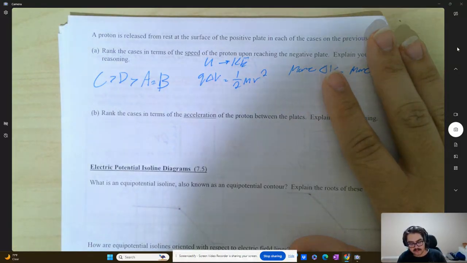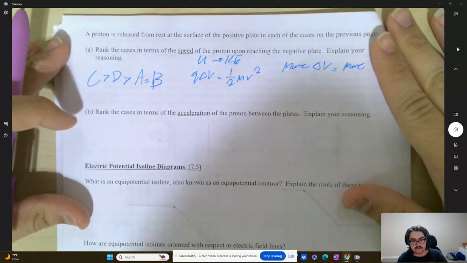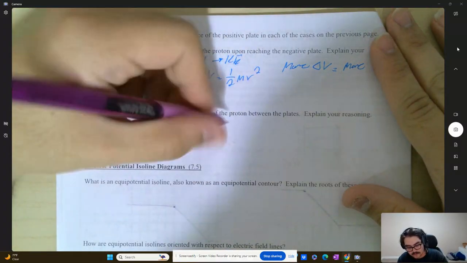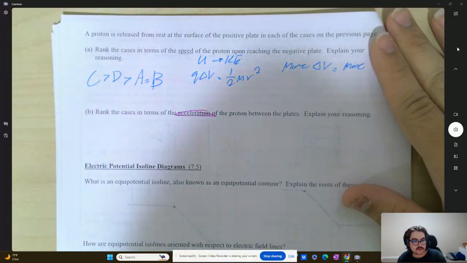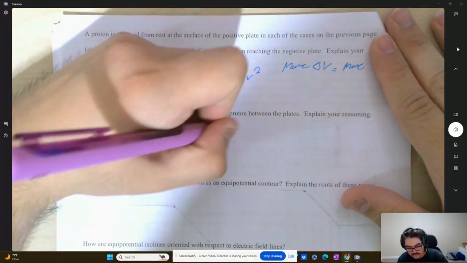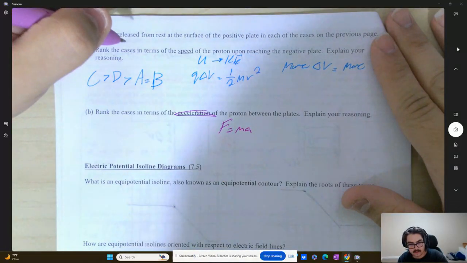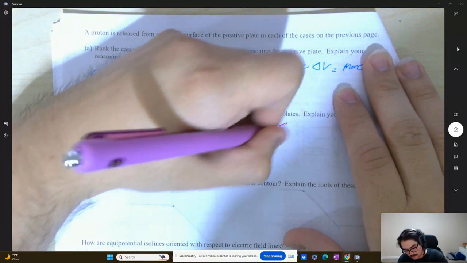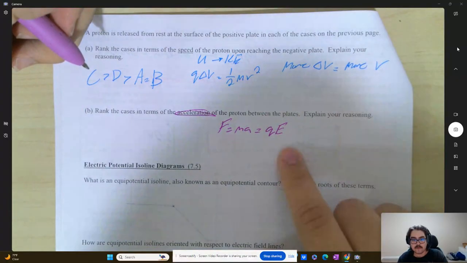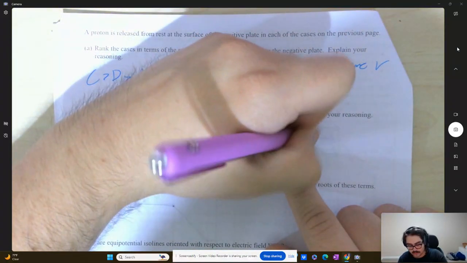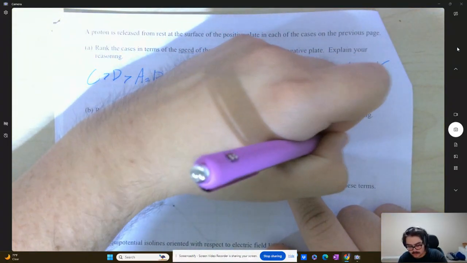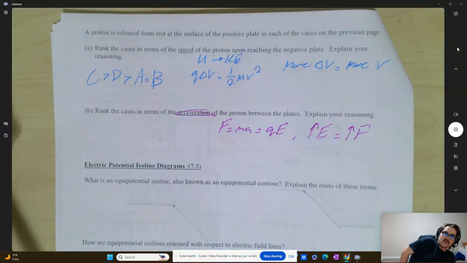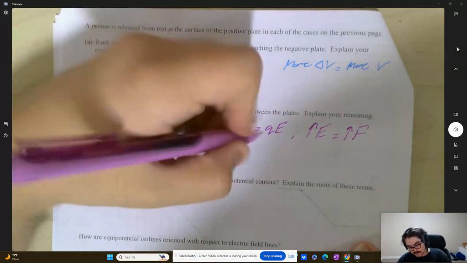And then finally, in terms of the acceleration of the proton between the plates. Well, if we're talking about acceleration, we should also be talking about force. F equals ma, and for these protons, the net force is going to be just qE. Well, that means more E equals more force. And how can we get E from a V versus x graph? Oh, that's right, we take the slope.